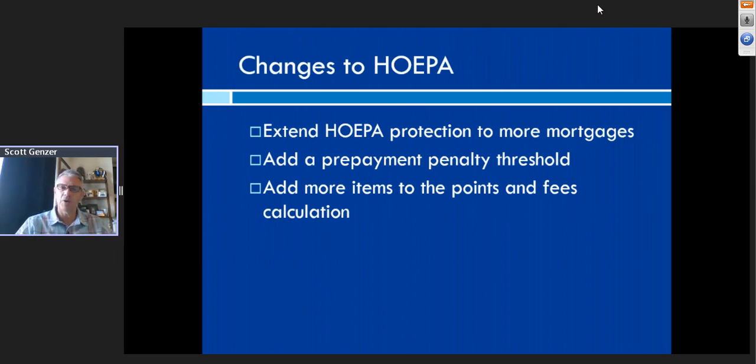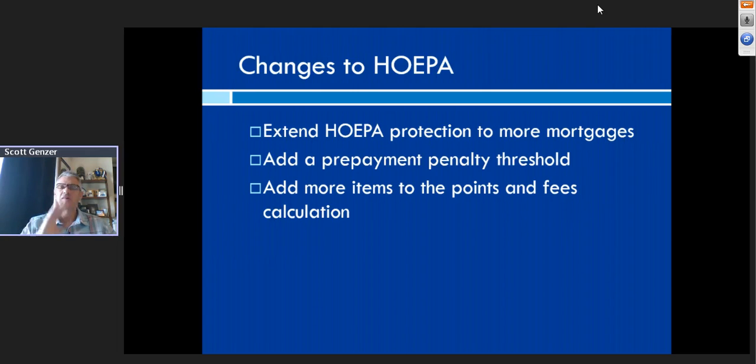All right, so we extended HOEPA. We added the prepayment penalty threshold and added more items to the points and fees. So loan originator compensation, different things. If we have an affiliate business arrangement with these other firms that we're doing business with, some of the income we make from that goes into the lender's points and fees.